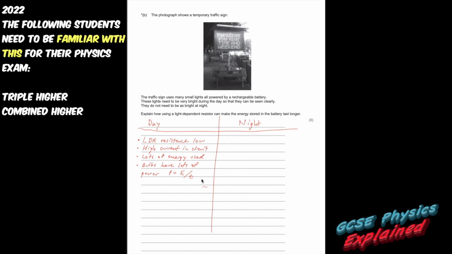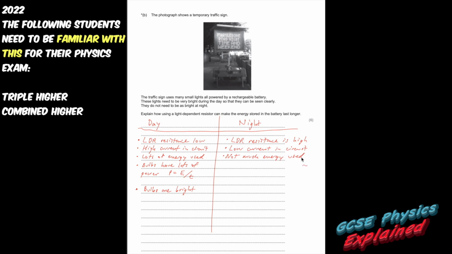It's always good to back up your answers with a calculation if possible. If the bulbs have got lots of power, it means they're very bright. And that's what it needed to be during the day. Now let's compare that to at night time. At night time, the LDR's resistance is high, which means that the current will be low, which means there's not much energy being used.